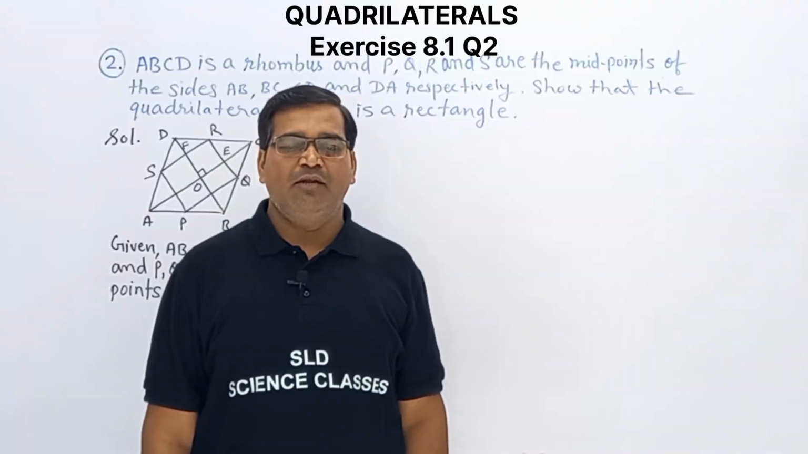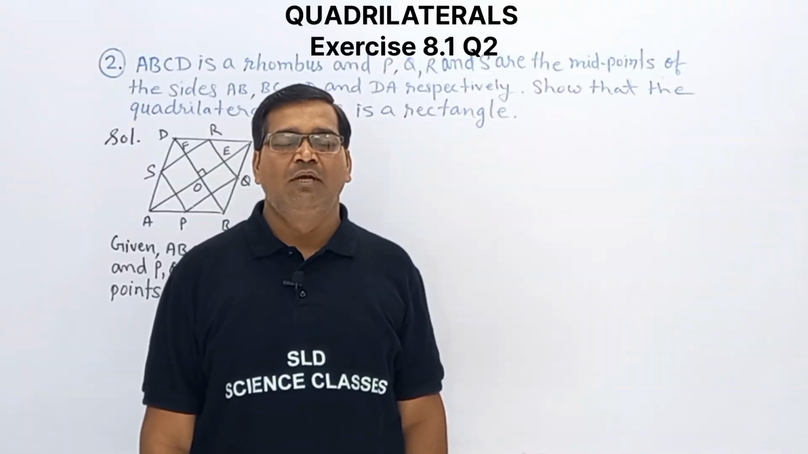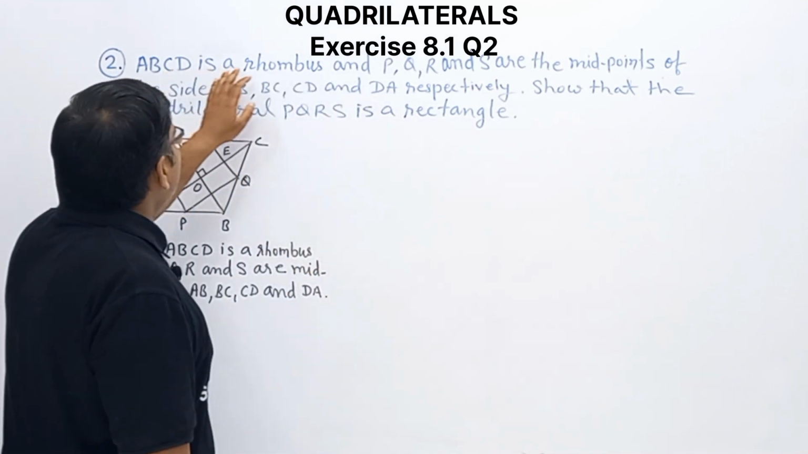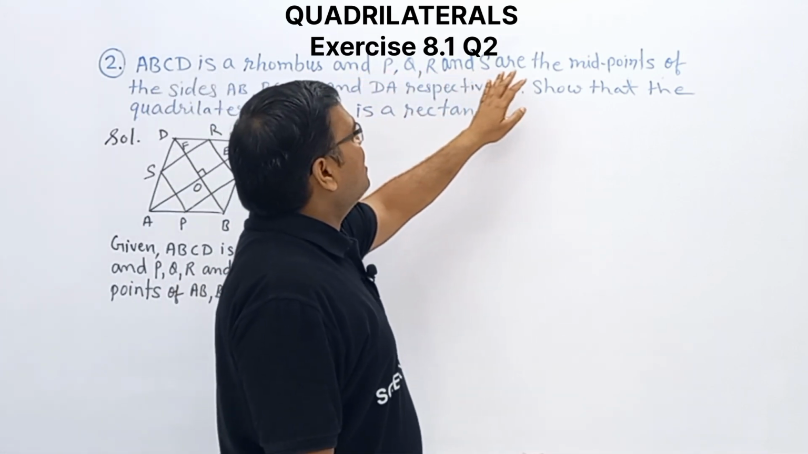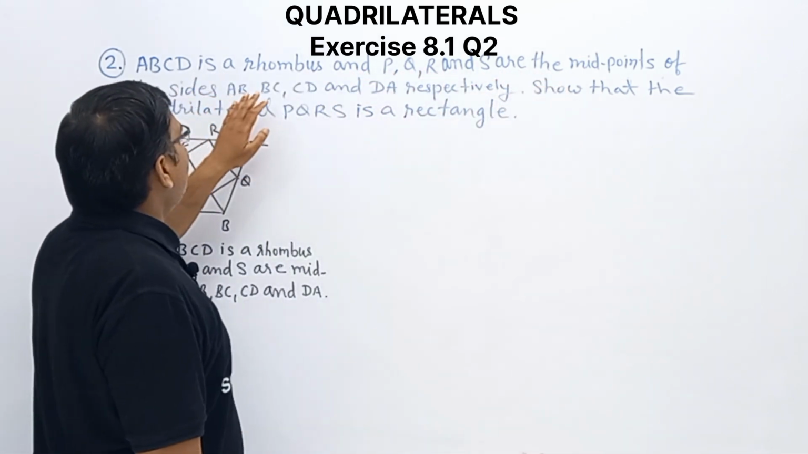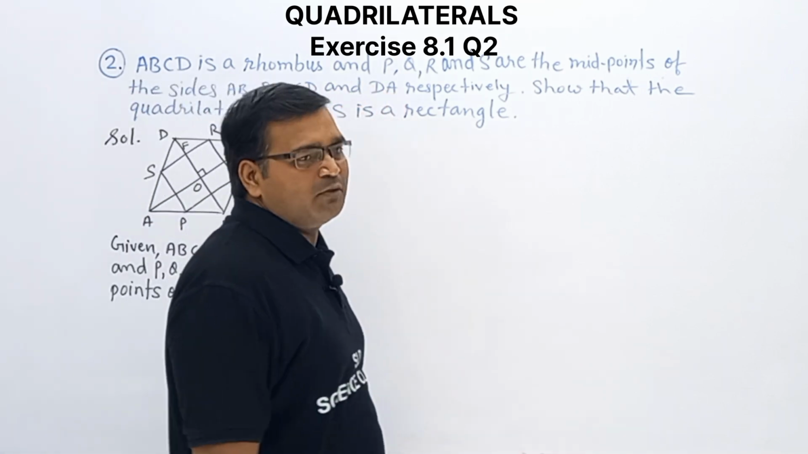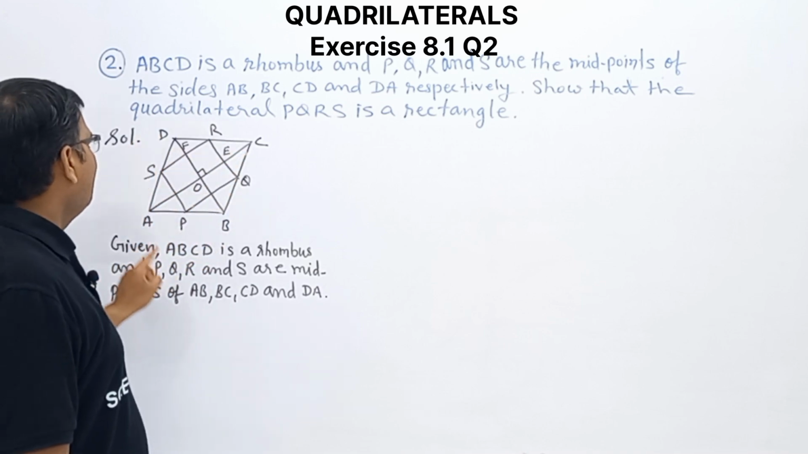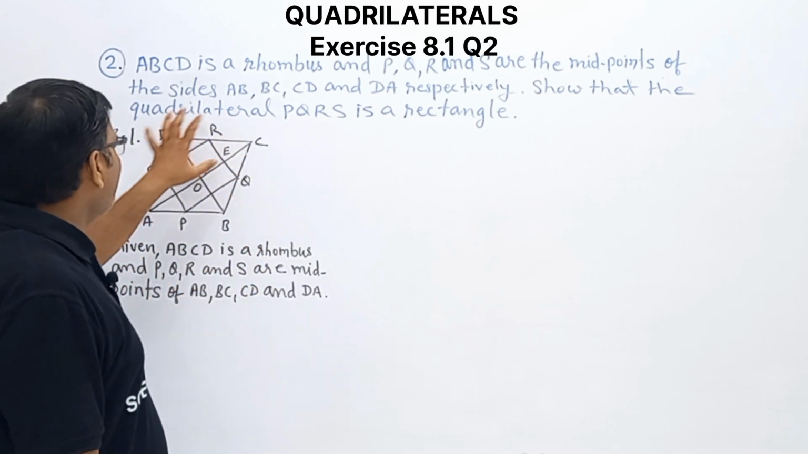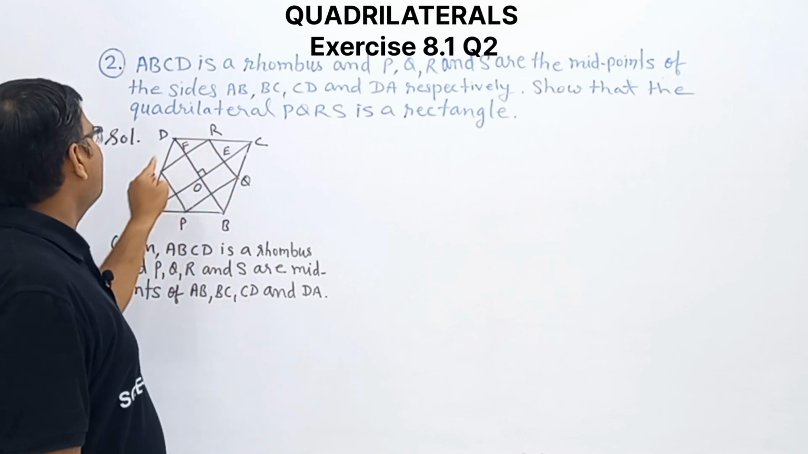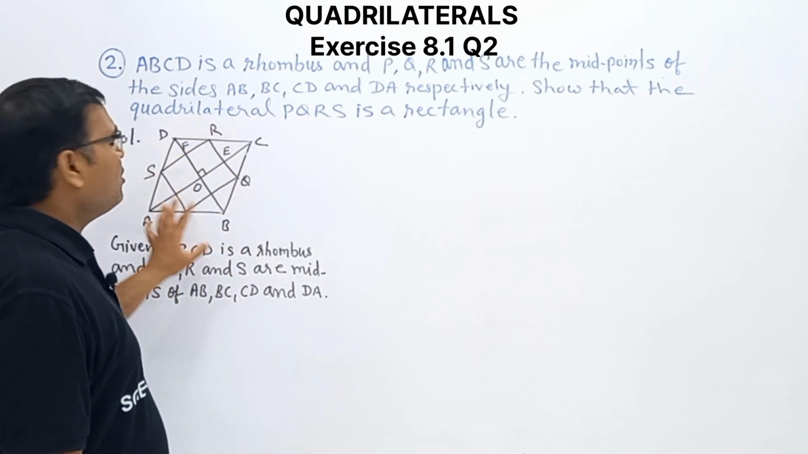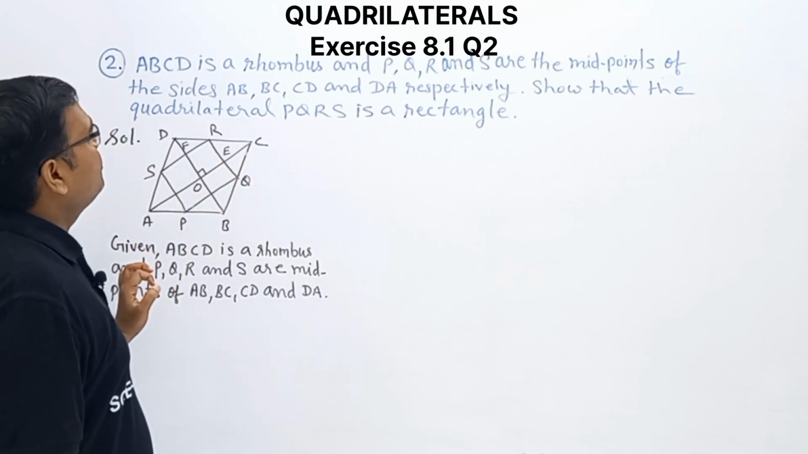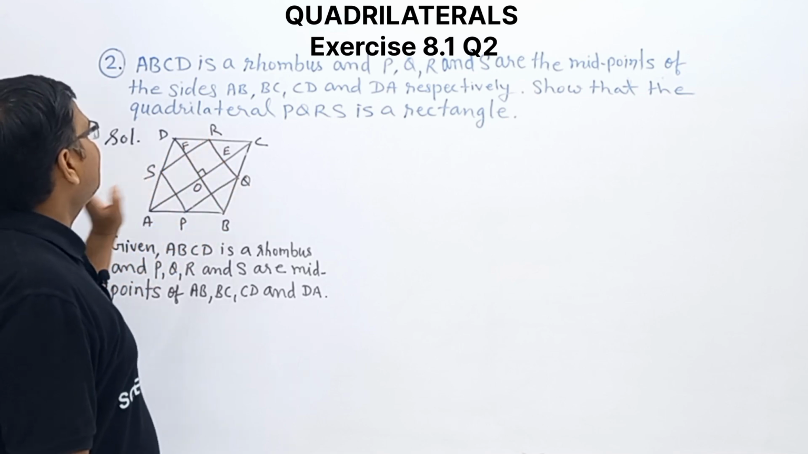In this class, we are going to discuss question number 2, exercise 8.2, quadrilaterals. Observe this question. ABCD is a rhombus and P, Q, R, S are midpoints of the sides AB, BC, CD and DA respectively. A rhombus is a parallelogram having all sides equal. Clear?